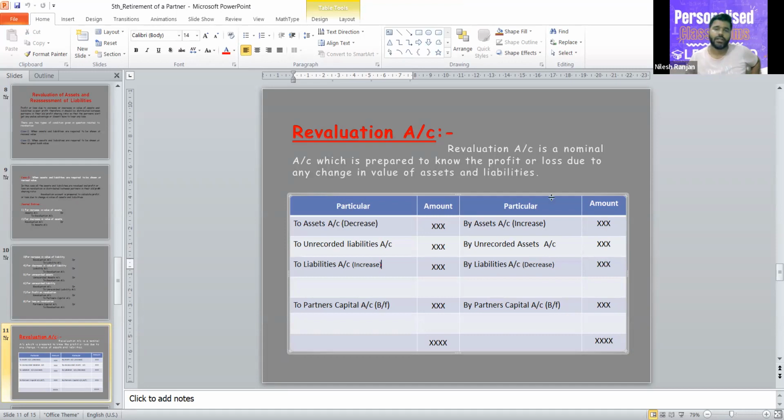After writing all these, we have to calculate profit or loss. Either the profit will be on the debit side or on the credit side; only one side, the balancing figure will be calculated on the debit or credit side. If there is loss, it will be calculated on the credit side, and if there is profit, the balance will be on the debit side. This profit or loss is distributed between partners in their old profit sharing ratio.